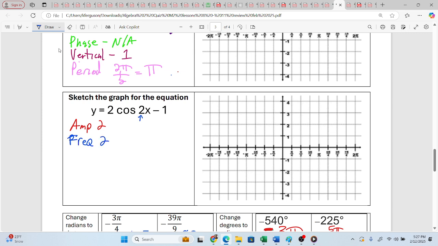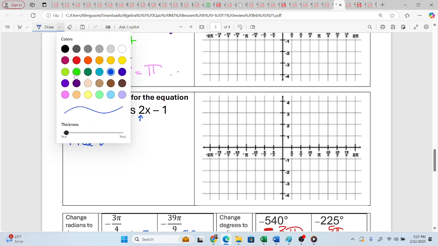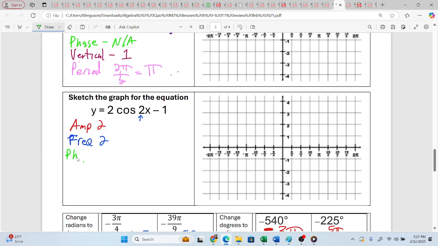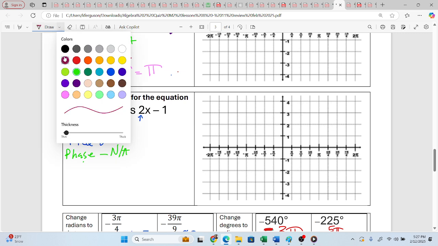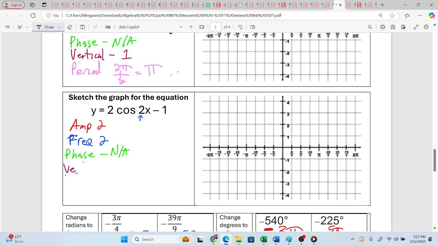Frequency is 2. And then what's my phase? What's my phase shift? My phase shift isn't anything there, so it's not applicable. But guess what? I still have that vertical shift to talk about. And my vertical shift in this case is, that dash is going to be deceiving, so I'm just going to put it in parentheses, -1.